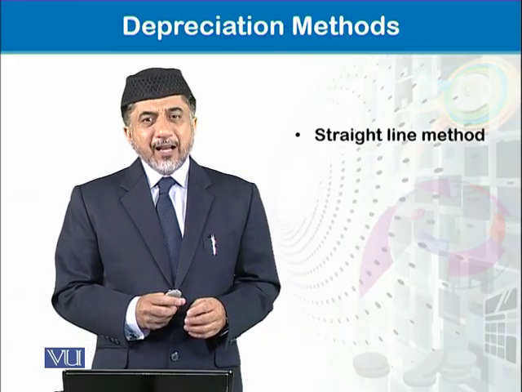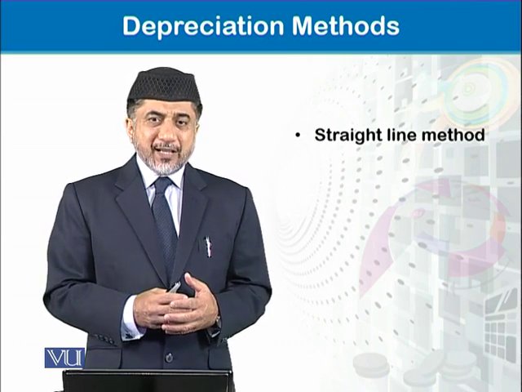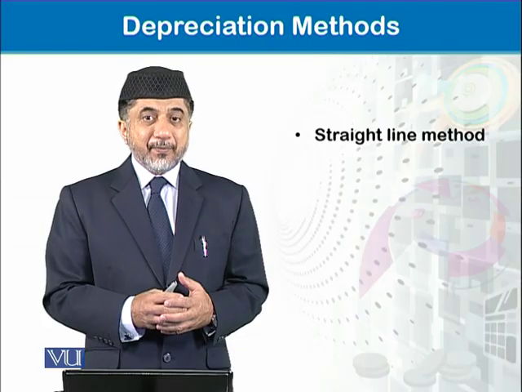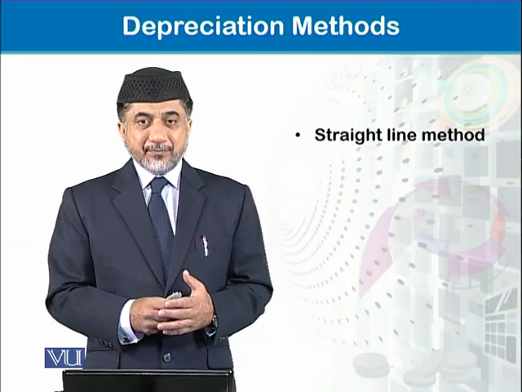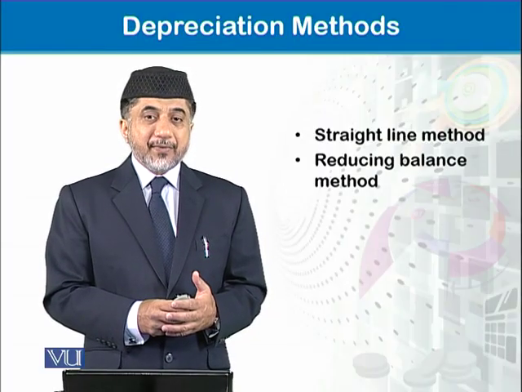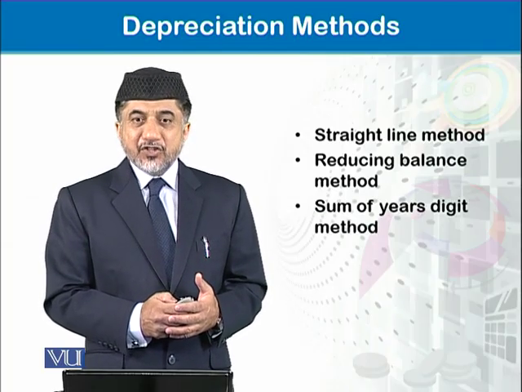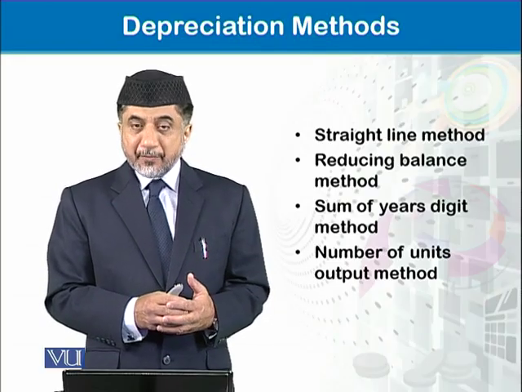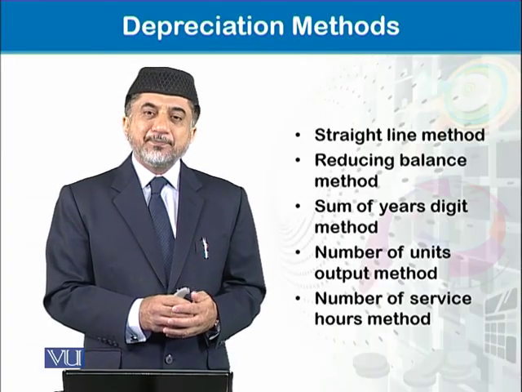So there are different methods which we will discuss, which are followed for depreciating a fixed asset. First one is the straight line method. Then comes the reducing balance method, which is also known as the declining balance method. And the sum of years digit method. Then comes the number of units output or produced method. And then the number of service hours method.